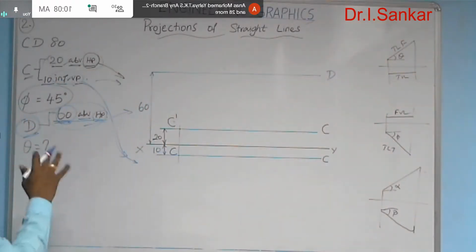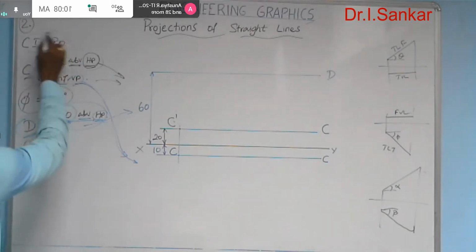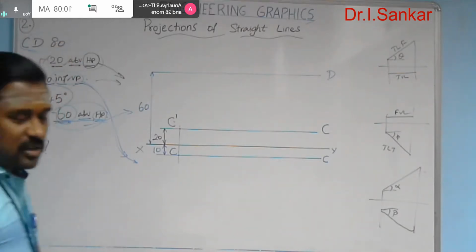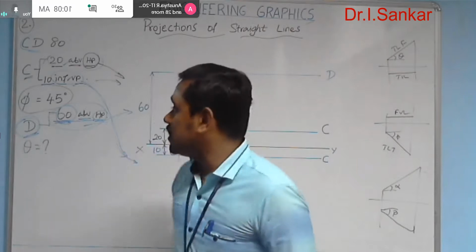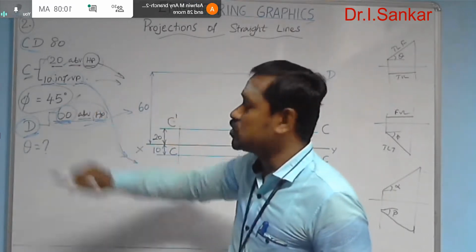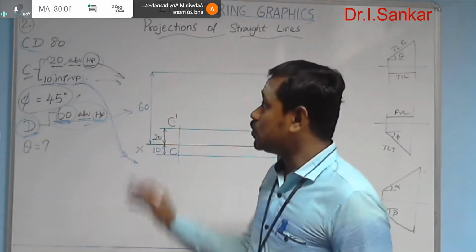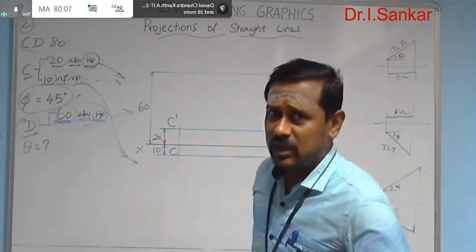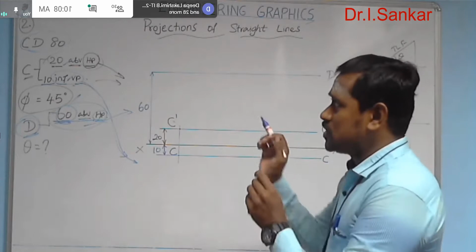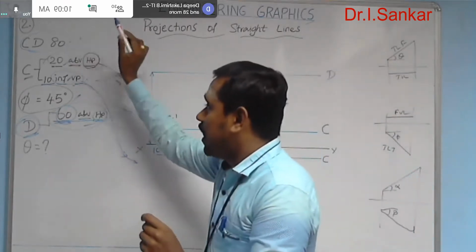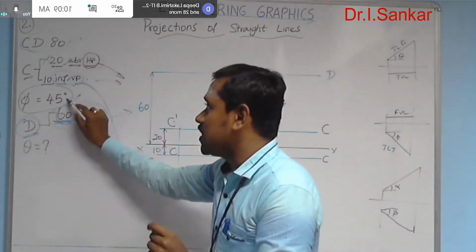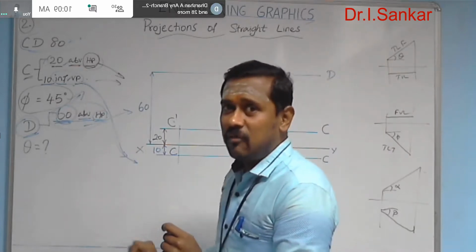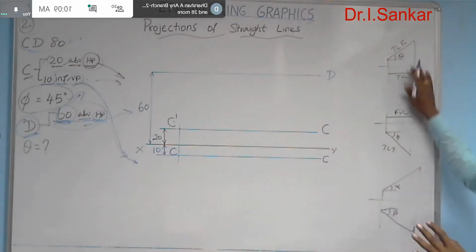And what are all the other data given? The line length is given as 80 mm. The true length of the line is openly given as 80 mm and its inclination with VP, phi, is also given as 45 degrees. These two data we have not yet used. Okay. And just think of how to use these two data. So by using the true length of the line and by using the true inclination of the line with VP, what can you do? Just see here.